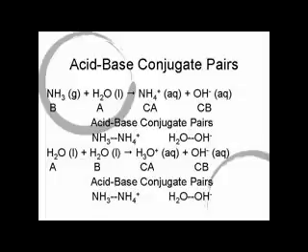Our second acid-base conjugate pairs would be H2O as a Bronsted-Lowry base and H3O plus as its conjugate acid, and H2O as the Bronsted-Lowry acid and OH minus as its conjugate base. So those are acid-base conjugate pairs, and we'll keep going.